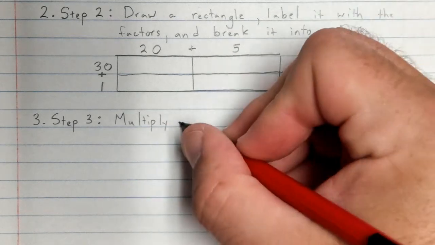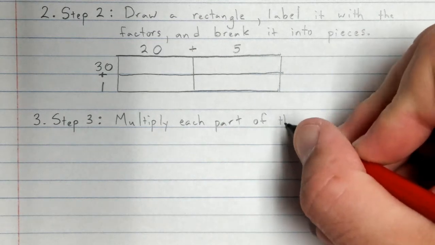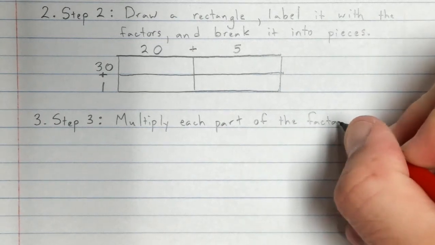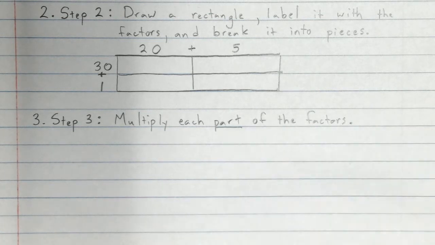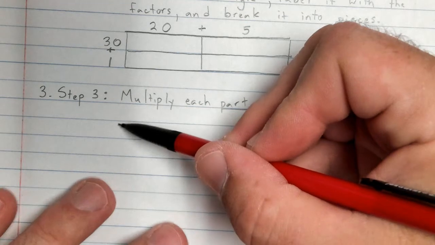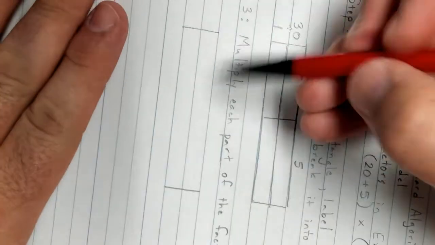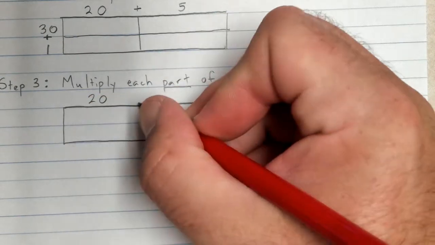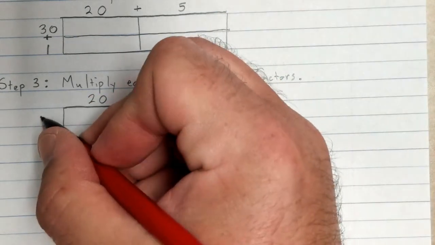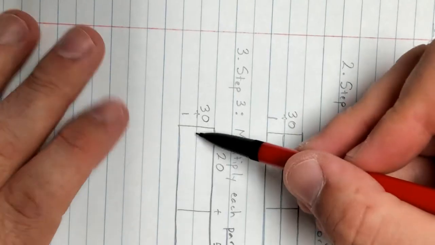Multiply each part of the factors. Okay. Now, part is pretty important here, because when I wrote the factors in expanded form, I was breaking them into pieces that would be easier for me to deal with. Easier for me to multiply, like I said, mentally, although we're still going to write it on paper so we can see what we're doing.